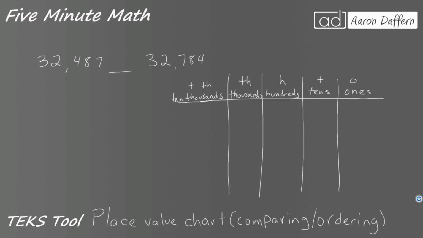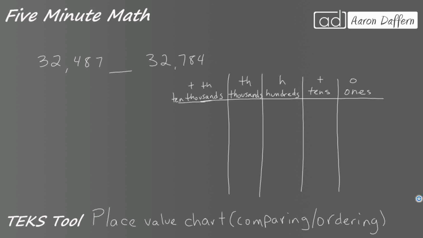You can either label them with the full names, ones, tens, hundreds, thousands, 10,000s, or if that becomes a bit cumbersome, you can just use the letters O, T, H, T, H, and then PTH. Or sometimes you might want to use the actual values, 1, 10, 100, 1,000, 10,000, depending on whether or not you're using word form or expanded notation. But right now, this is going to work for us.